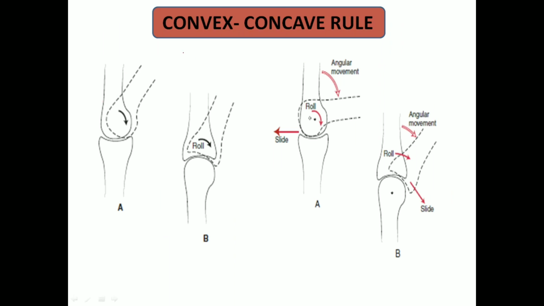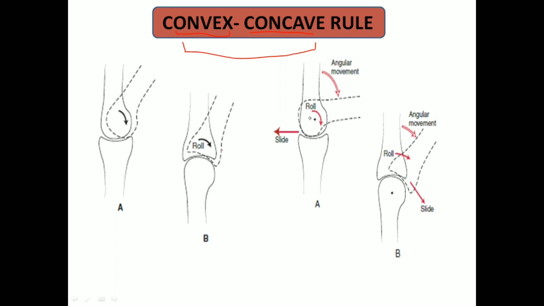Now before going to the arthrokinematics of the knee complex, let us discuss the convex concave rule. This is very important if you are going to read about the osteokinematics and arthrokinematics of each and every joint, so you should be clear about what the convex concave rule is. As the name suggests, convex means the shape of the joint surface is convex, and concave means the joint surface of the bone is concave.